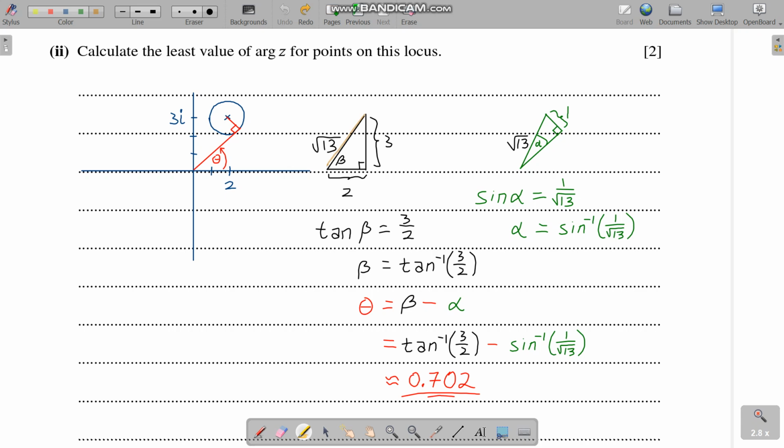Now that we know this hypotenuse, look at this triangle. The hypotenuse is this root 13, and we know that the radius is 1, and we can use sine. So the alpha is actually inverse sine, opposite over hypotenuse, 1 over root 13, we can find the alpha. Now that we have the beta and the alpha, theta is actually this beta angle minus this angle alpha. So that's theta, and we use a calculator, we get the final answer.